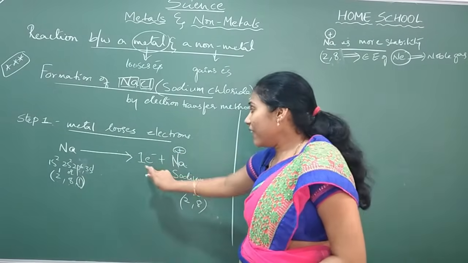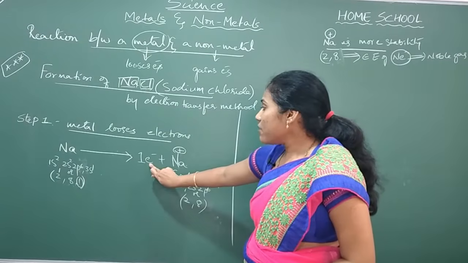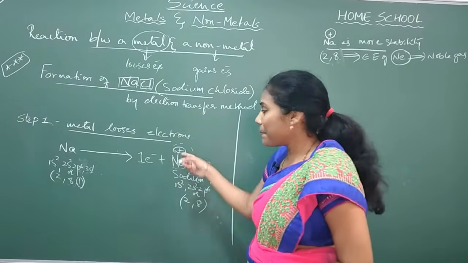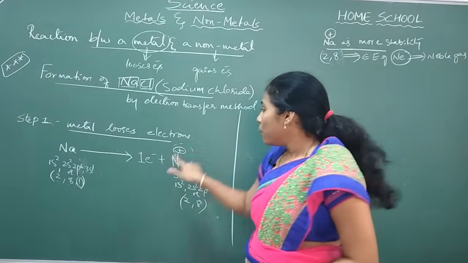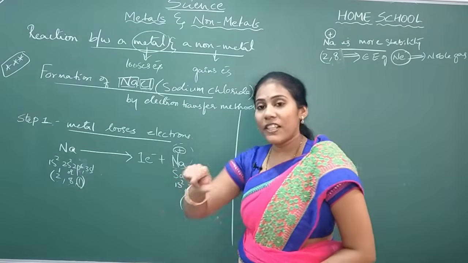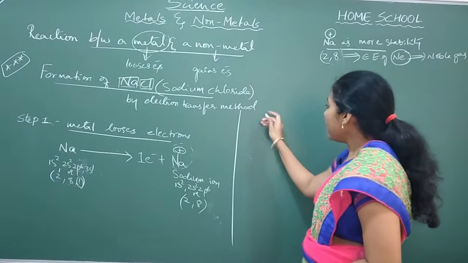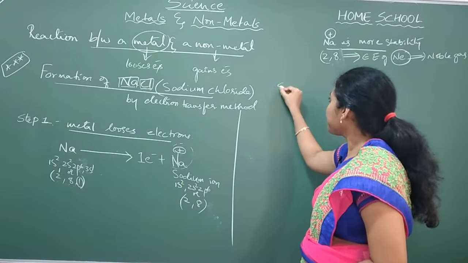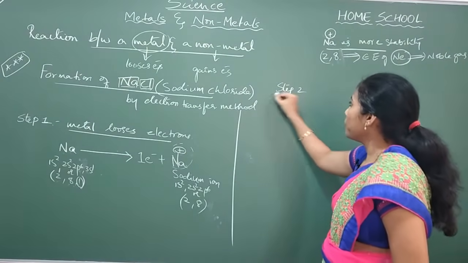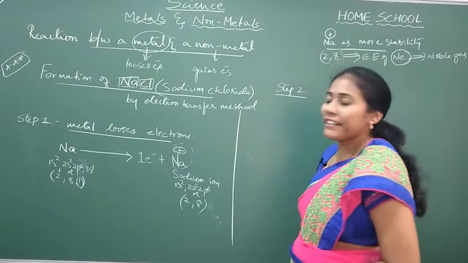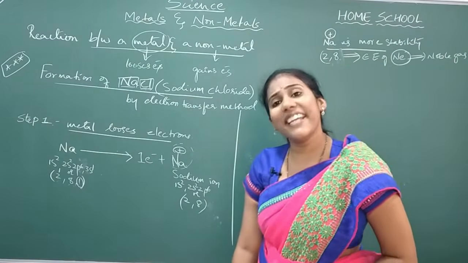Sodium giving one electron. Once it gives one electron, it will become Na plus. Plus means what? Losing electron. The 1 plus I have written means it will lose one electron. That is the meaning. Okay, fine. Now step number 2. So which is a non-metal here? Cl. A non-metal always gains electrons.